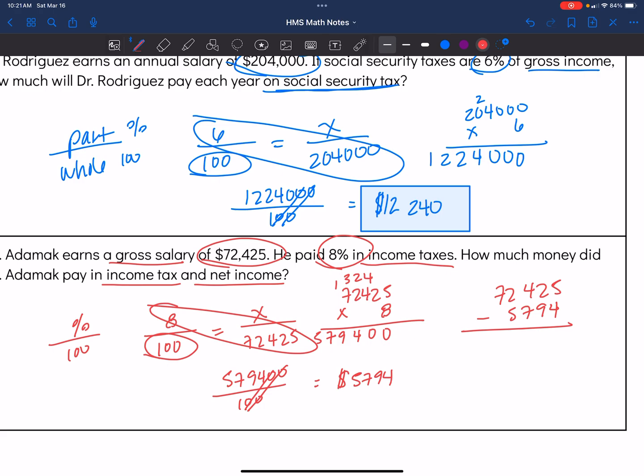I like to do all my borrowing from the beginning. I just feel like it helps. I don't need to borrow with the 5, but I do need to borrow with the 2. So 5 minus 4 is 1, 12 minus 9 is 3, 13 minus 7 is 6, 11 minus 5 is 6, and 6 minus nothing is 6. So his tax was $5,794. Therefore, every year he gets to take home $66,631. So these are his taxes, and this is his net income.